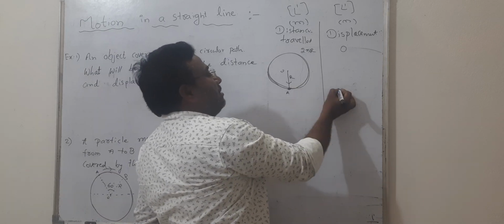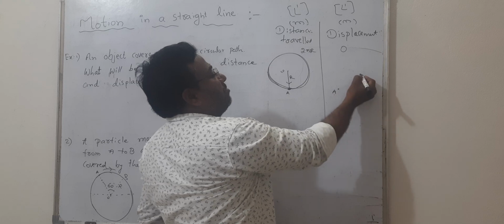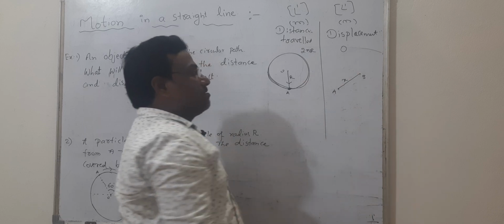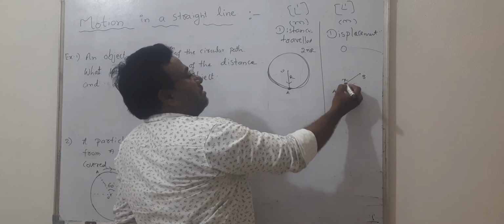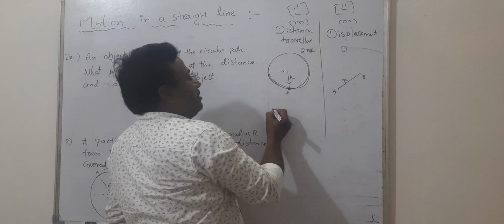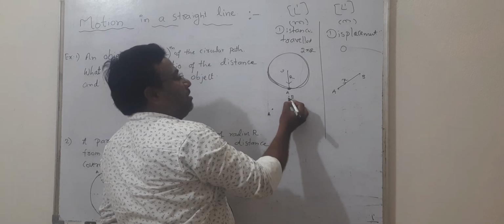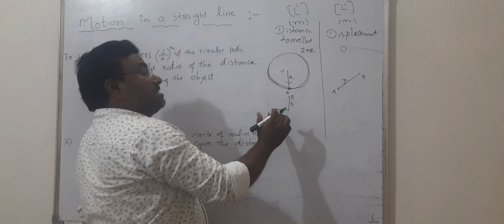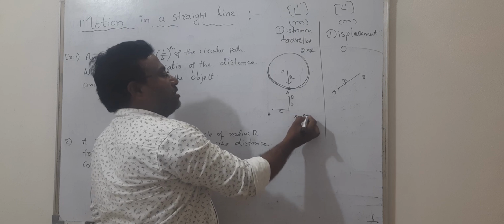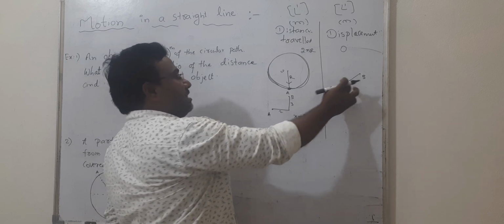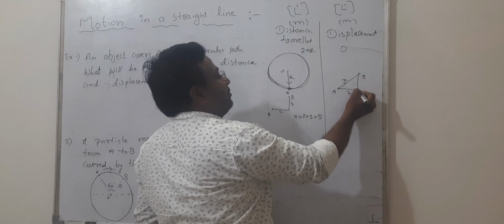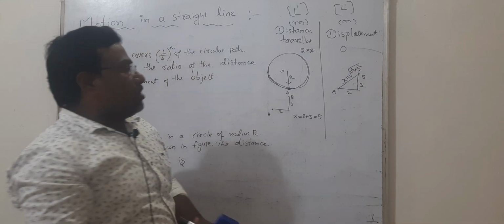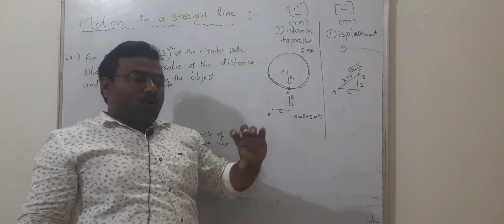If a body is here, after some time it will be here, then you draw a straight line between the 2 points and this straight line will give you the displacement. But in the case of a body going from A to B, if this body from A reaches the point B following this path like this, if this is 2 and this is 3, then in this case the distance traveled is 2 plus 3, this is 5. But in the case of displacement it is not 5. If it is 2 and 3, the displacement is square root of 2 square plus 3 square. Because distance means actual path length, how it is actually traveling.